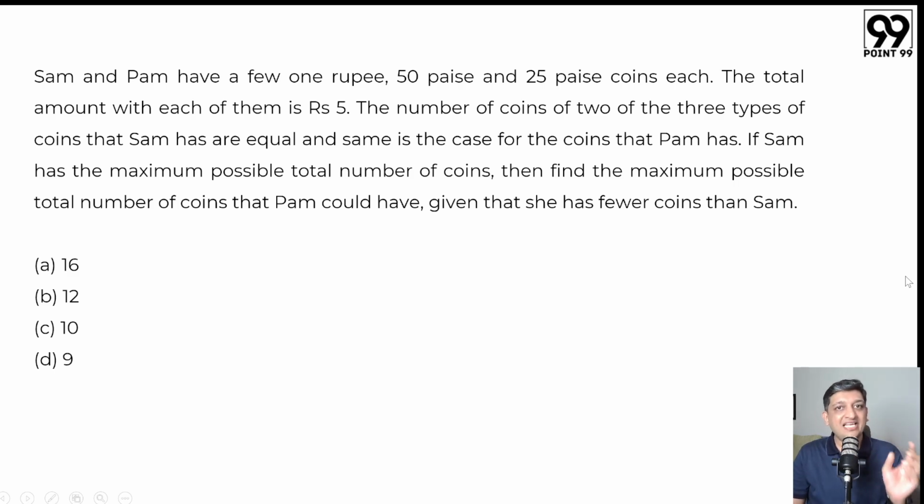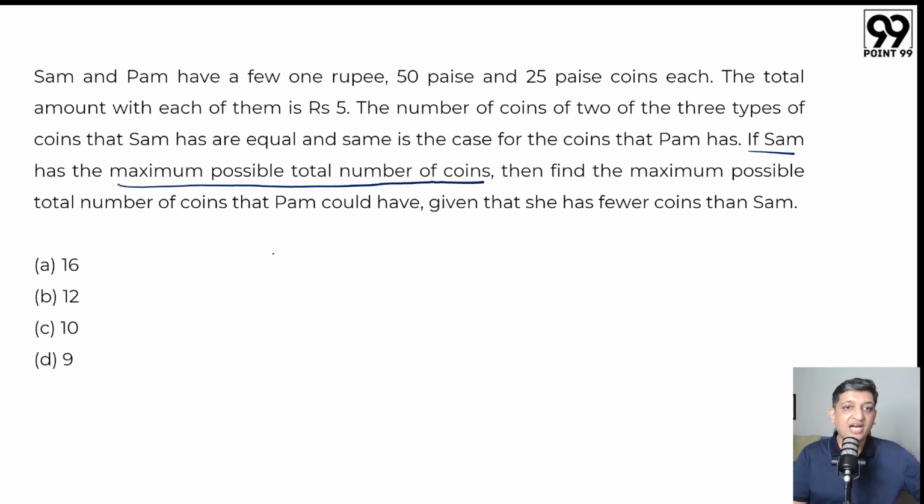So the same data is there, but there is a different question stem here. We have to figure out what could be the maximum possible total number of coins that Pam could have. So just try this out and then have a look at the solution. Now the stem remains the same. If Sam has the maximum possible total number of coins, we already figured out that number has to be equal to one coin of 1 rupee, one coin of 50 paise, and of course the remaining coins of 25 paise each, which were 14 in number.